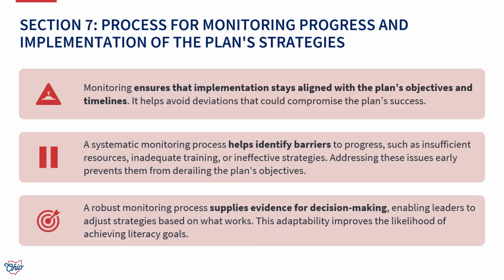This section ensures implementation aligns with the plan's objectives, action plans, and timelines. It helps avoid deviations that could compromise the plan's success. It can also be used for identifying potential barriers and providing a process for addressing these issues early to prevent them from derailing the plan's objectives. And finally, monitoring progress provides evidence for informed decision-making, which enables leadership teams to make course corrections as necessary, improving the likelihood of achieving literacy goals.